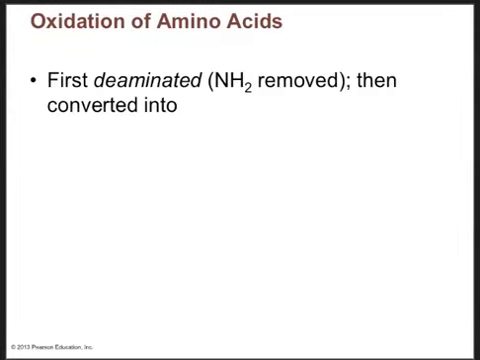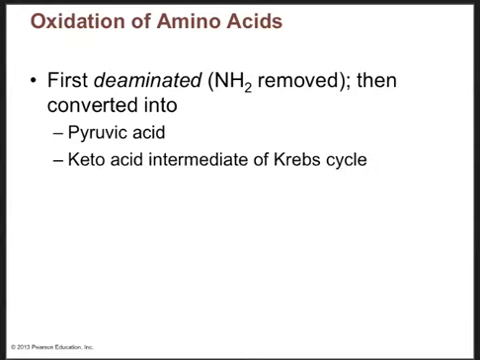So when we oxidize them, first we deaminate the amino acid, or we transaminate it, and then we convert it into either pyruvate or a keto acid intermediate in the Krebs cycle. Examples would be oxaloacetate or alpha-ketoglutarate. Any of these are possible intermediates that can feed directly into the Krebs cycle, just to name a few examples.